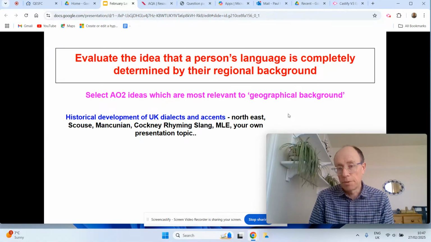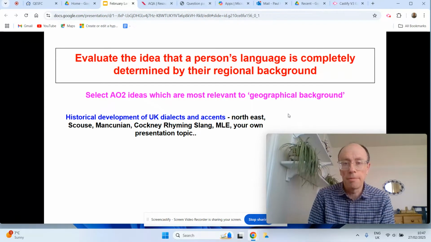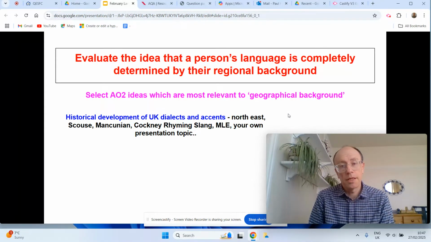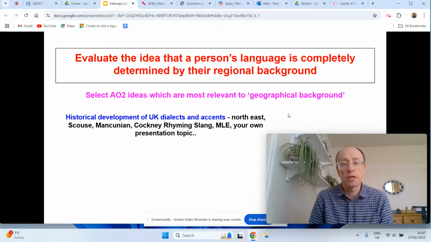Scouse, Liverpudlian, is also a dialect that has been certainly influenced by migration, and obviously one of the key migrant groups to come across is the Irish. But they are not alone, because Scottish and Welsh and migrants from all over the country have actually ended up in Liverpool and created this distinctive language feature.